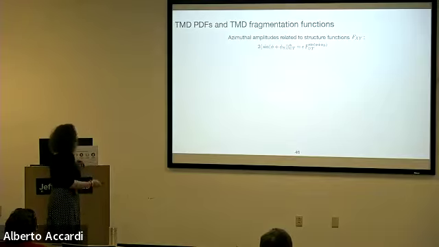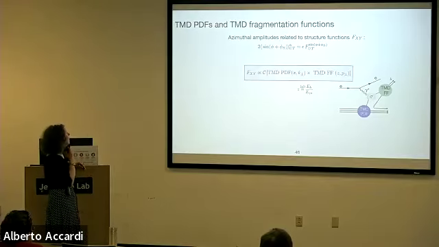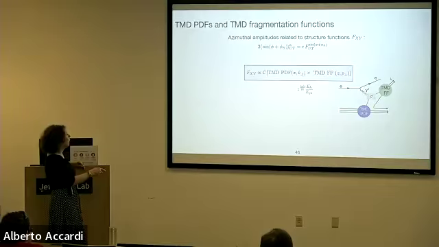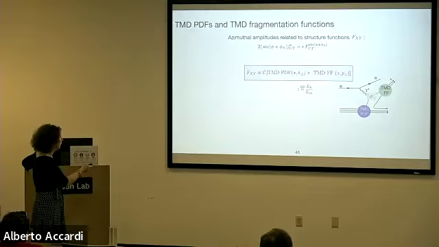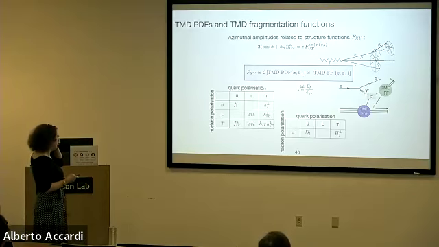And so the amplitude of this angular modulation is the one that gives you access to these TMD PDFs convoluted with this TMD fragmentation. So by extracting these amplitudes, you get access to different types of TMD PDFs and TMD fragmentation functions.